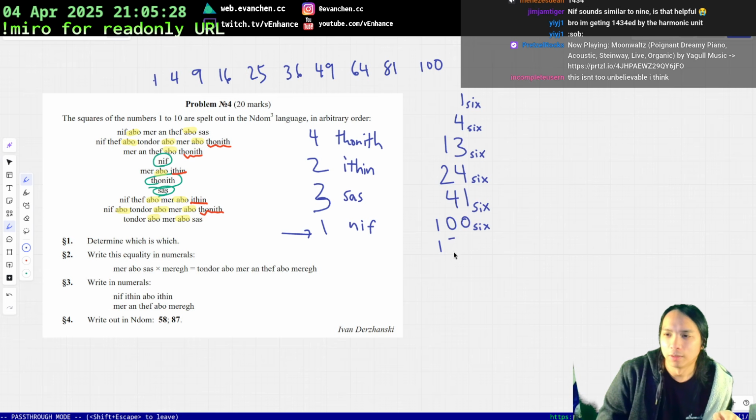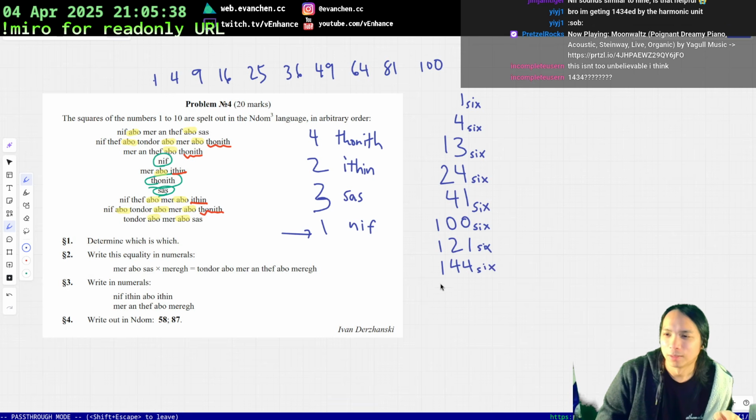1, 2, 1. 1, 4, 4. Those should look familiar. 81 is what? Jesus Christ. 2, 1, 3 in base 6. And then 100. I keep trying to say like 100 as if it's 28, 2, 4, 4. I hope.